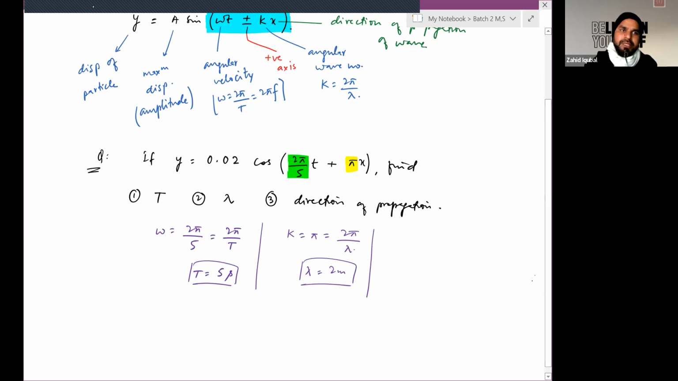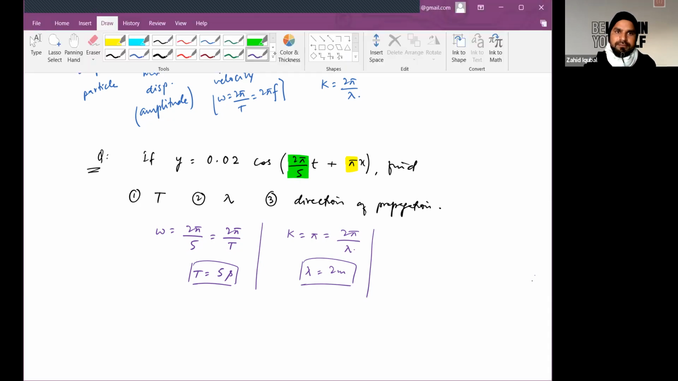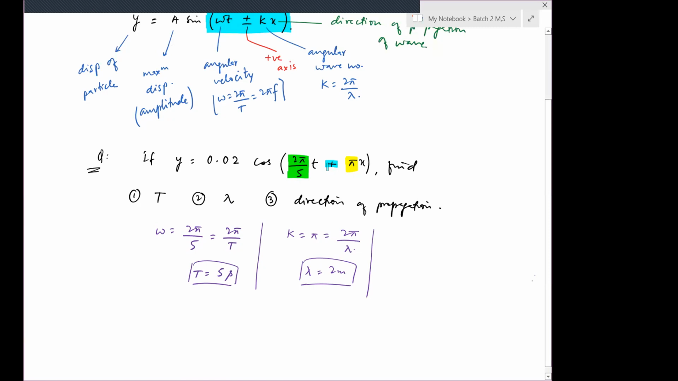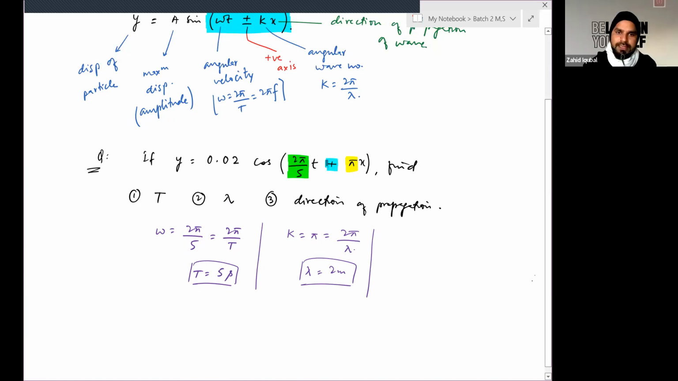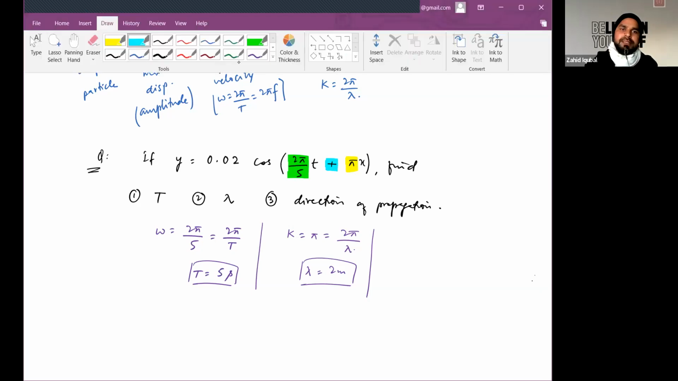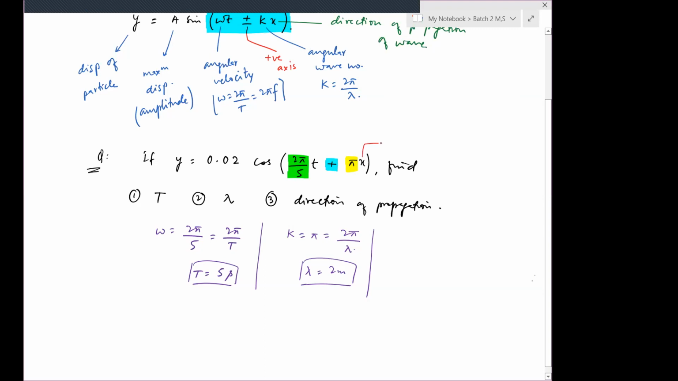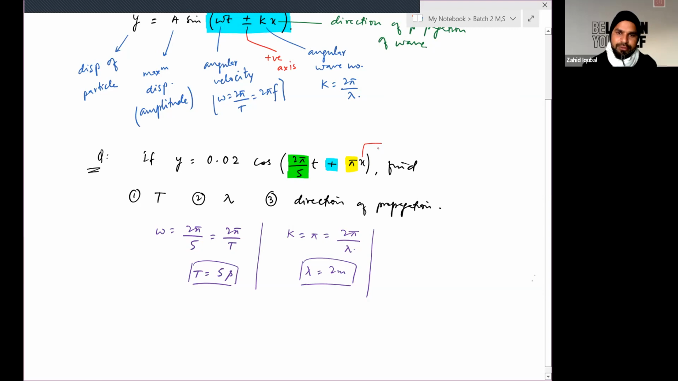Samira, just tell me the direction of propagation of wave. Toward the negative axis. Which axis? X axis, Y axis, Z axis? Negative x axis. Good. This x is directional propagation, and this plus and minus will define its direction. So we can say this is negative x-axis. Arslan, any doubt?